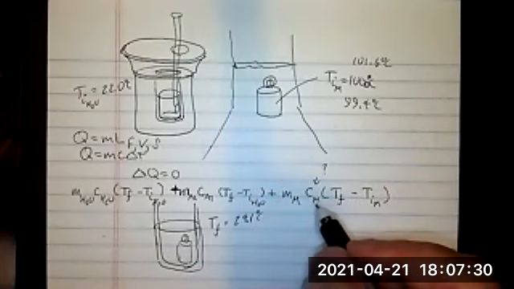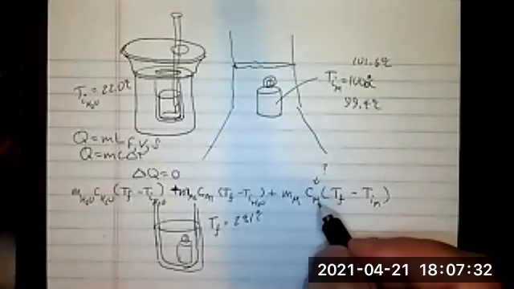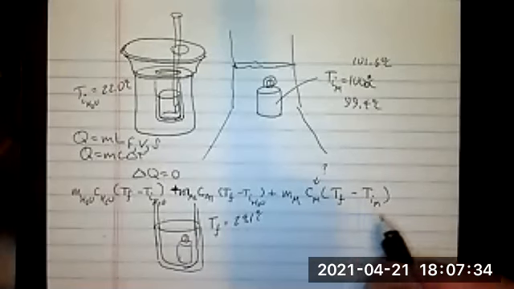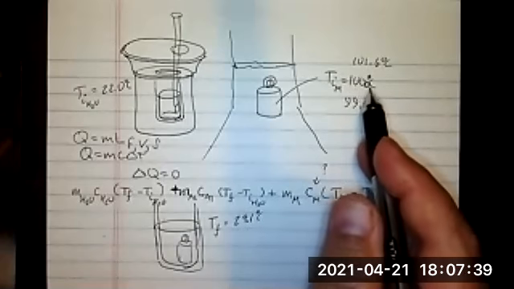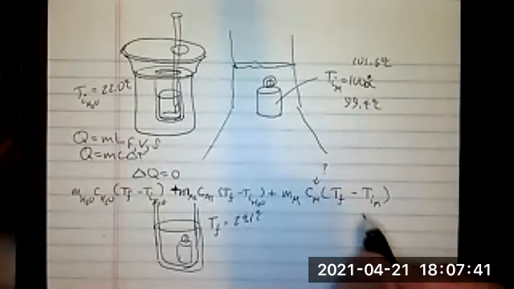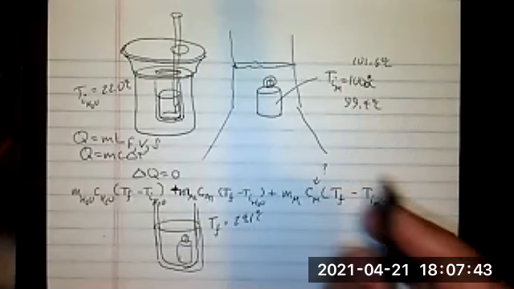The specific heat of the metal is what you don't know, so you're going to solve for that. And then again, TF and TI metal are things that you're actually going to know. The TI metal is the 100.0 degrees Celsius, and the T final is just that 24.1.